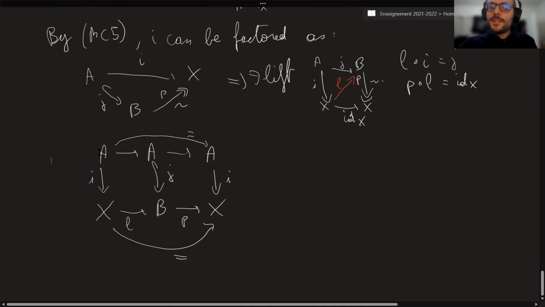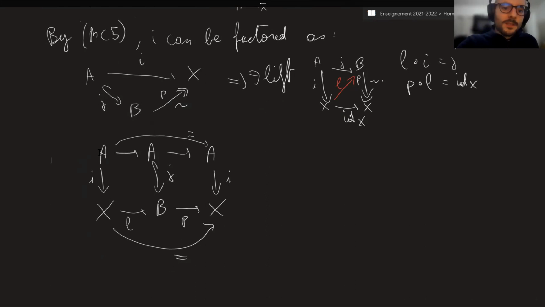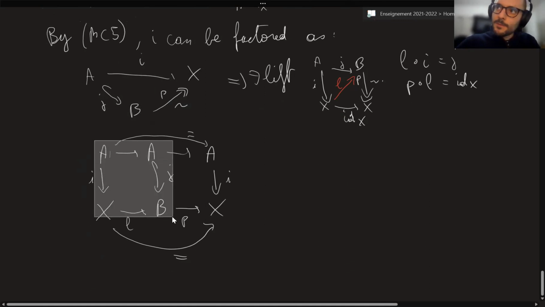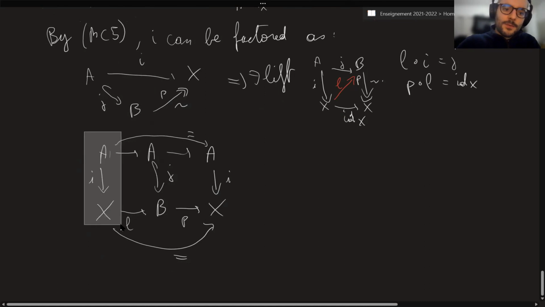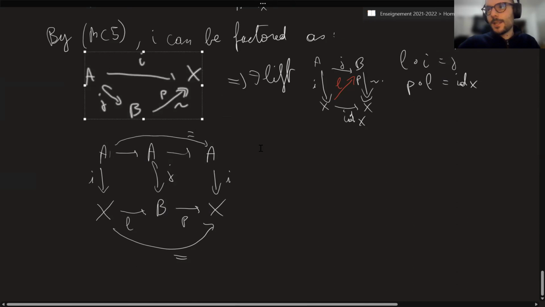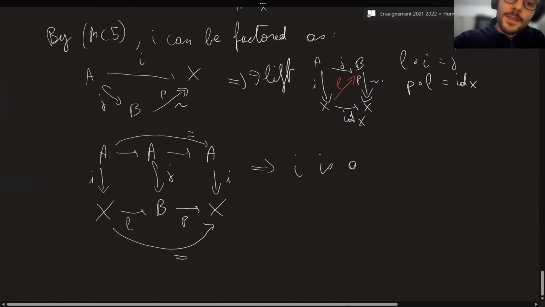So let's check. Is this diagram commutative? Okay, so if we start from the top A, we go to this part, and then we go to B, we have the morphism J. If we go here and we go here, we have L circle I, and L circle I is equal to J. So, okay. And now if we start from this A, we go here, then here we have I. And if we start here, then here, we have P circle J, and P circle J is I. So this commutes. So I is a retract of J.